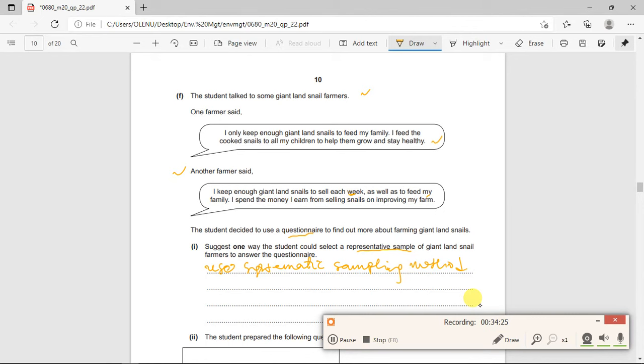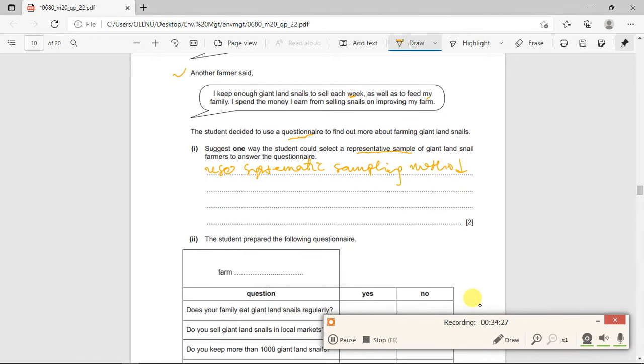Now you don't just end here. You explain why they should use the systematic sampling method. That will not give you the second mark. Do you get? So if they use the systematic sampling method, they can actually select the first farmer, and select the first 10 or the first 4 farmers that come in line. For systematic sampling, you can use that.